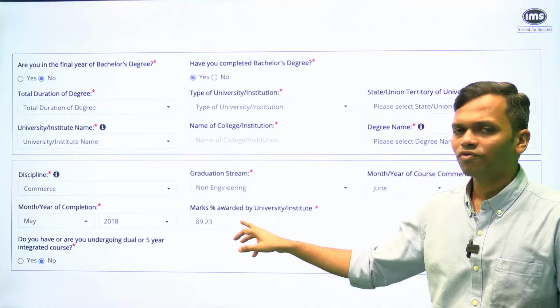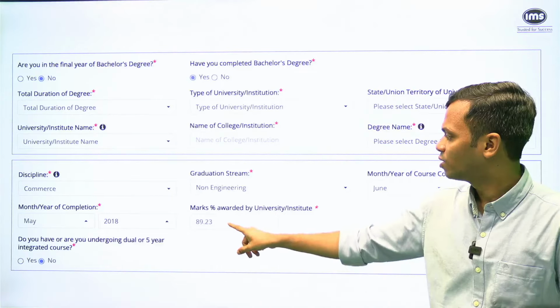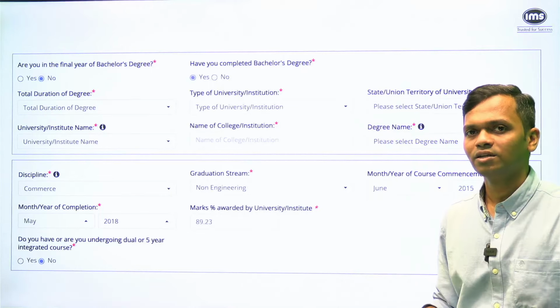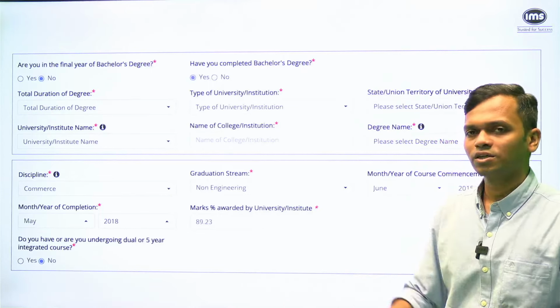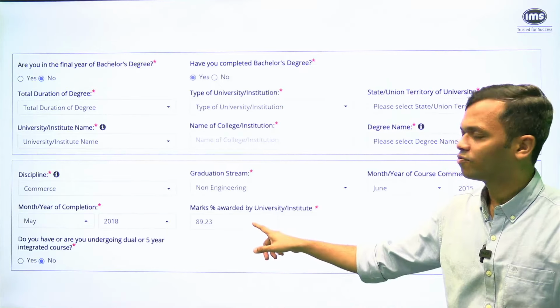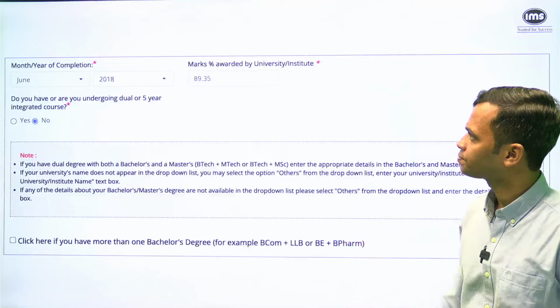Even for those of you who have completed it, while you are entering this, you have to consider all the semesters. So it's not only the final year that you are supposed to enter, you have to consider all the semesters or trimesters that you have had in the entire program and then fill in the percentage that was awarded.